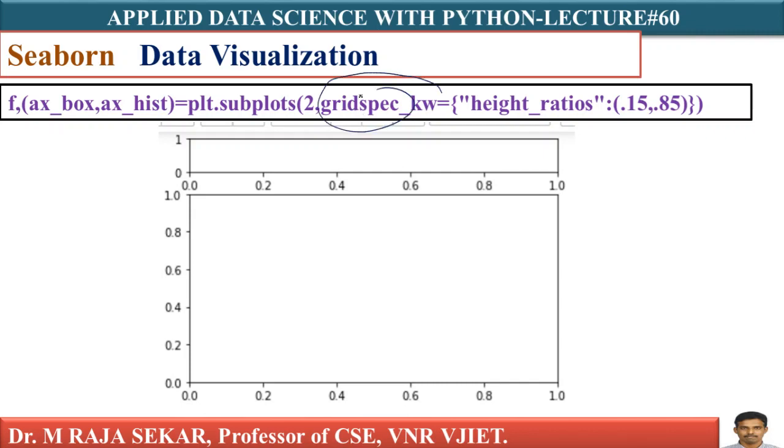With gridspec_kw, you can set the ratios of the heights. I have given 0.15 and 0.85. This means larger space for the second plot, because it is 0.85, and less space for the first plot, which is 0.15. I have just split my window into two parts by aspect ratio. What is this aspect ratio? The 0.15 and 0.85 are known as aspect ratios.